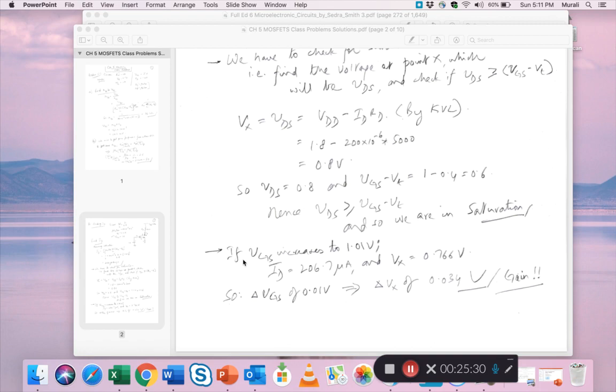Now, part B says if VGS increases by 10 millivolts, from 1.0 to 1.01, then ID becomes this and Vx becomes this. So the change in gate voltage is 0.01, or delta Vx of 0.034. So a change of 0.01 gave us a change of 0.034, so there's like a 3.4 times gain. Okay, so that was that problem.